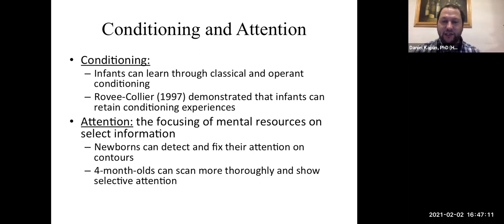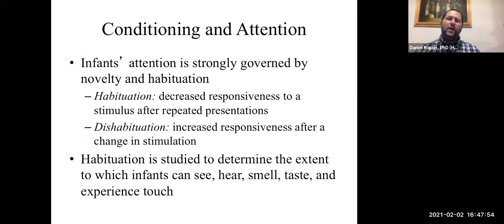Now, we also need to pay attention to attention. Attention is that which you focus your mental energy on and how you sift through various information. In early infancy, so newborns, they fix their attention on the contours. And we talked about this in vision as well, when we were talking about visual acuity. It starts by looking at the edges and then gets more refined through time. By 4 months old, infants scan more thoroughly and they show greater selective attention. That is to focus on one thing to the exclusion of another. We also talked about conditioning and habituation and disinhibition. Habituation was decreased responsiveness to a stimulus after repeated exposure. And disinhibition was a reversal of that, increased responsiveness after a change in stimulation.